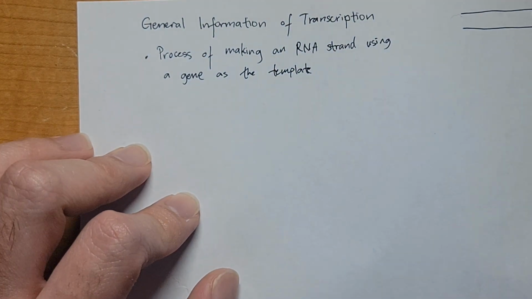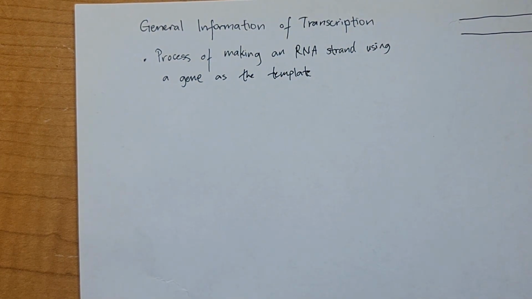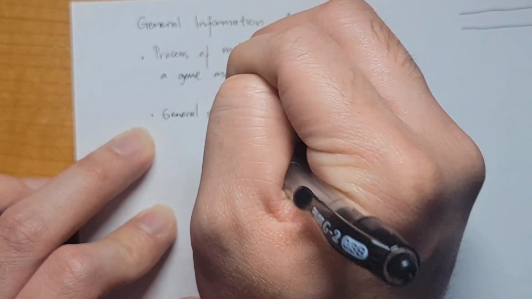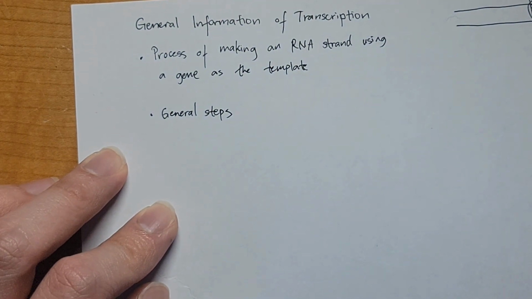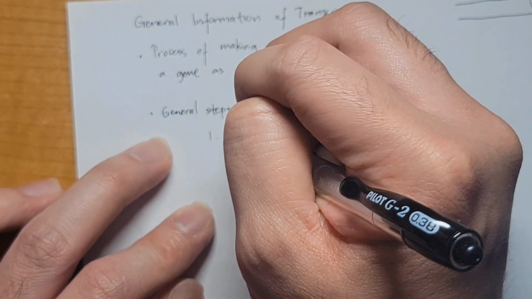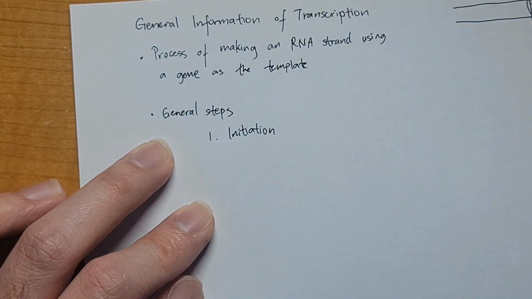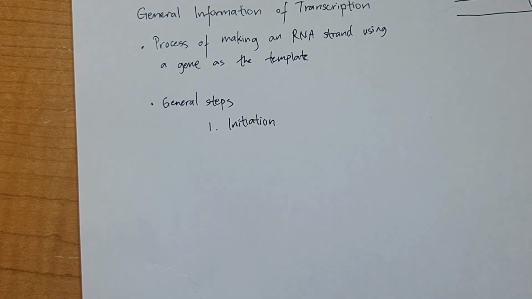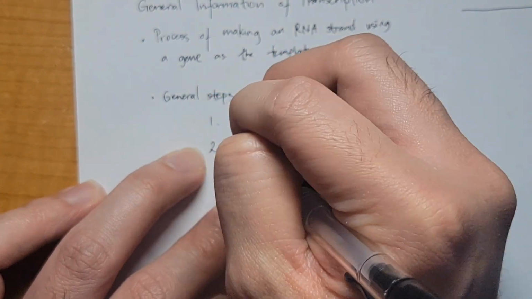And then in both prokaryotes and eukaryotes, there are very general steps on how transcription works. I'm pretty sure this is something you have heard before, at least in your other biology classes. First step is initiation. During initiation, this is where the different proteins or enzymes assemble and the RNA polymerase is recruited. Second, elongation.